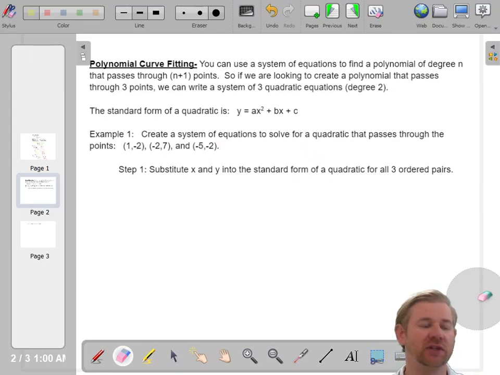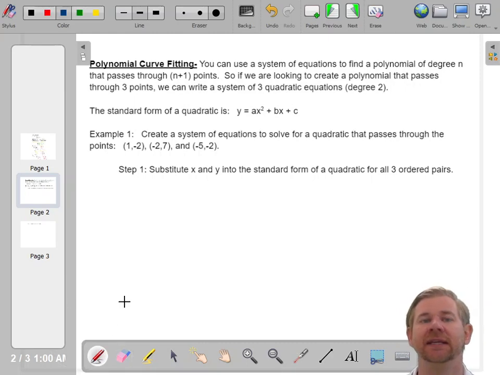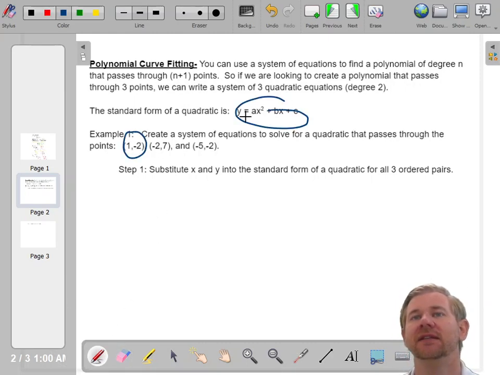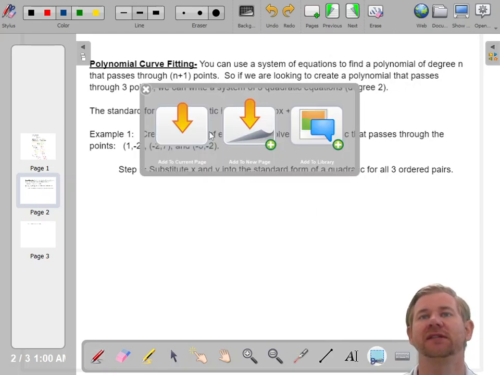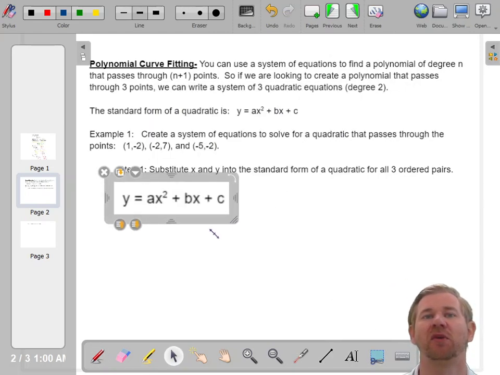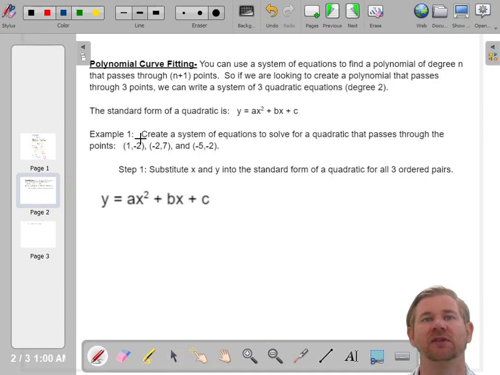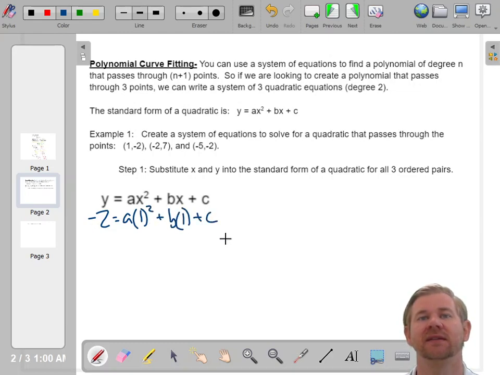The first thing we're going to do is substitute in x and y into this formula. So it's y equals ax squared plus bx plus c. That's the standard form of a parabola. And I need to do it all 3 times. So first I'll say negative 2 equals a times x is 1 squared plus b times x is still 1 and then c. So the equation I create is negative 2 equals 1 squared is 1, 1a plus b plus c. There's the first one.